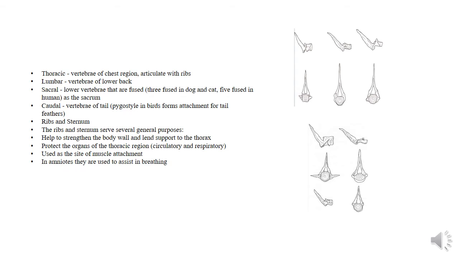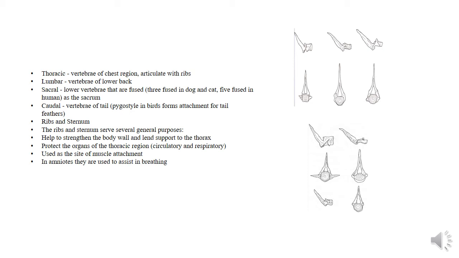Thoracic vertebrae of the chest region articulate with ribs. Lumbar vertebrae of the lower back. Sacral, lower vertebrae that are fused: 2 in dog and cat, 5 fused in human as the sacrum. Caudal vertebrae of the tail; pygostyle in birds forms attachment for tail feathers.